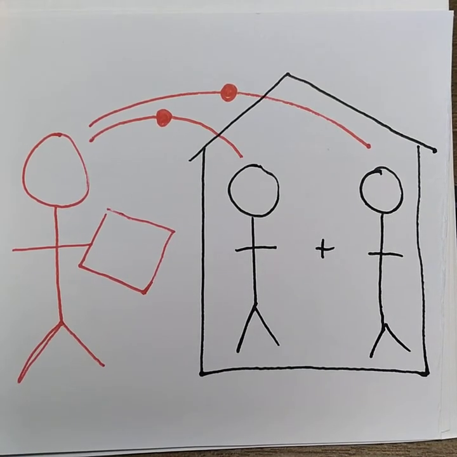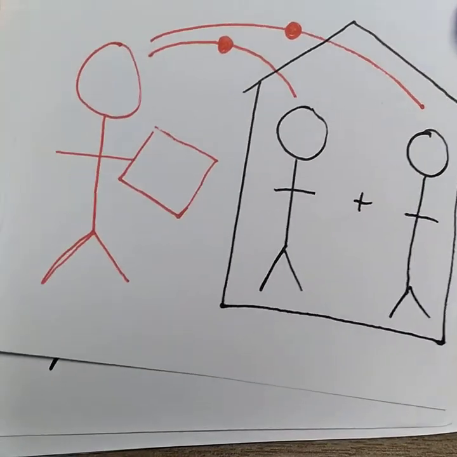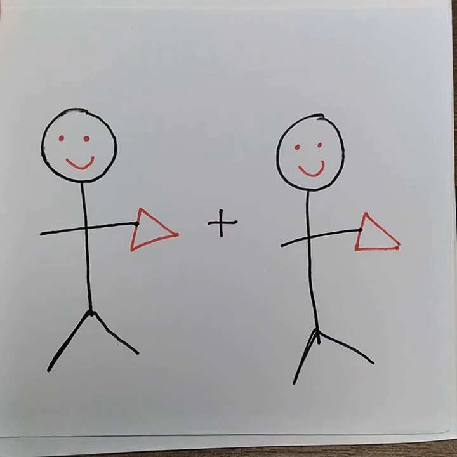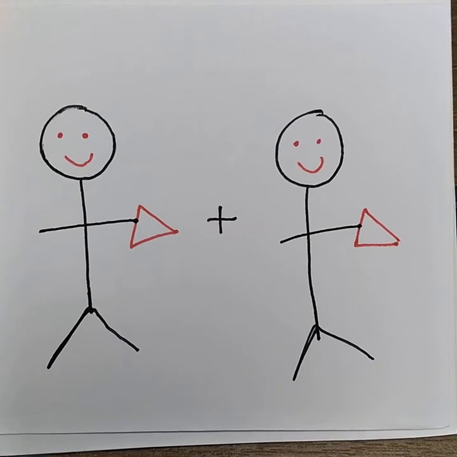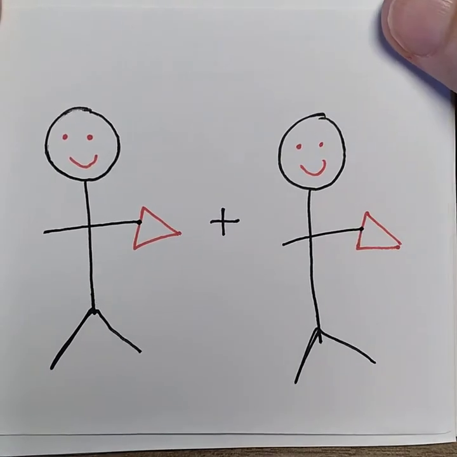The pizza guy gets there, everyone in the house gets pizza. Pizza guy leaves. The pizza guy doesn't stay there and hang out. The pizza guy leaves, and everyone that's in the house is changed by this experience. They're now happy, and they've got their pizza.